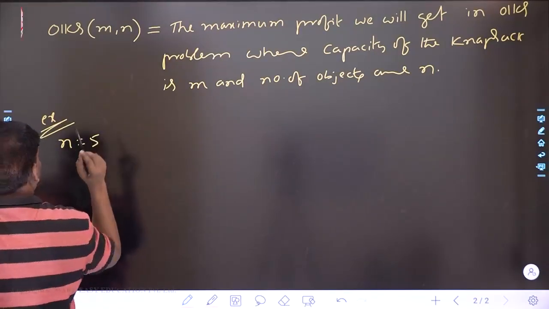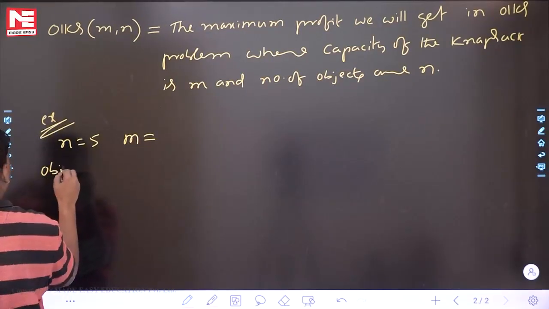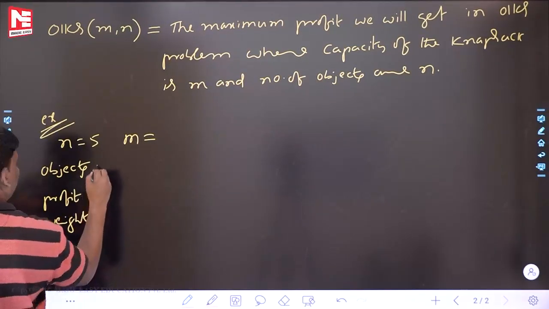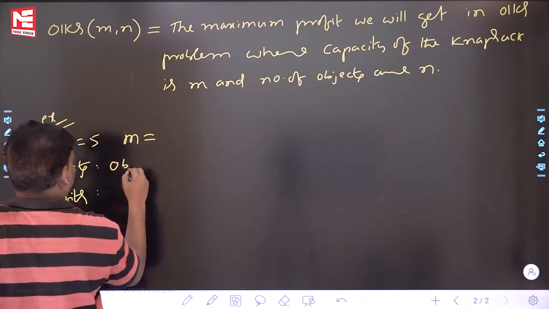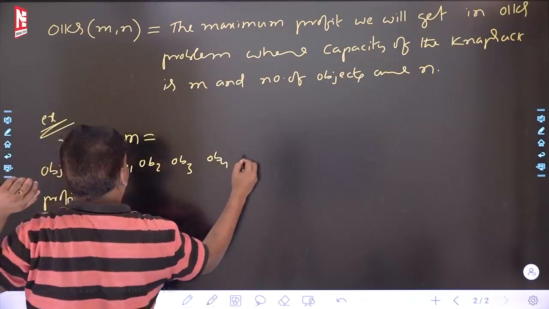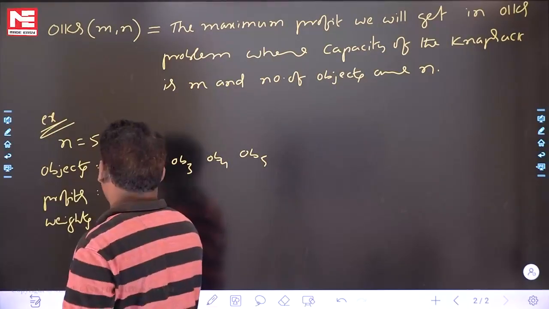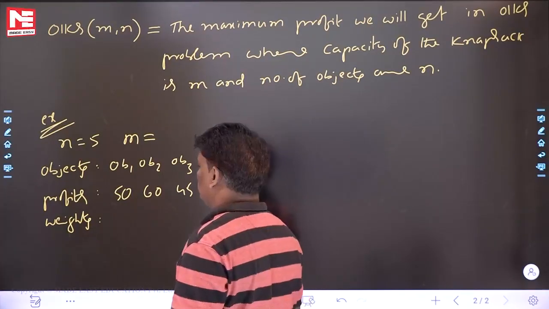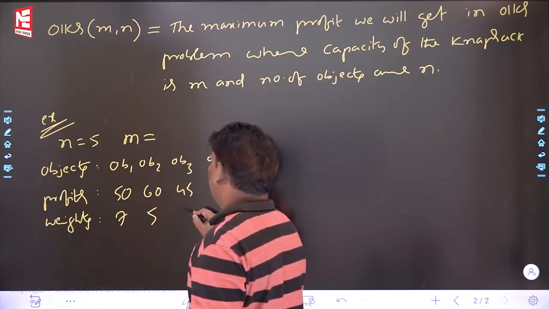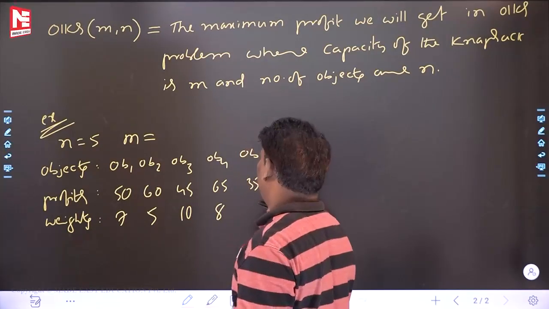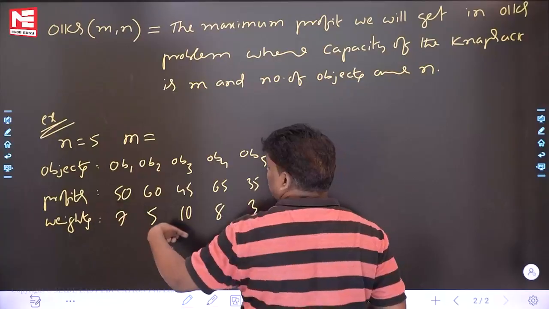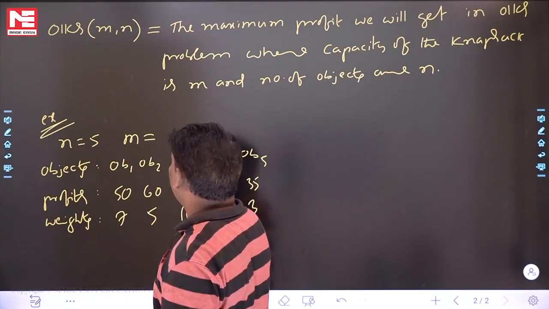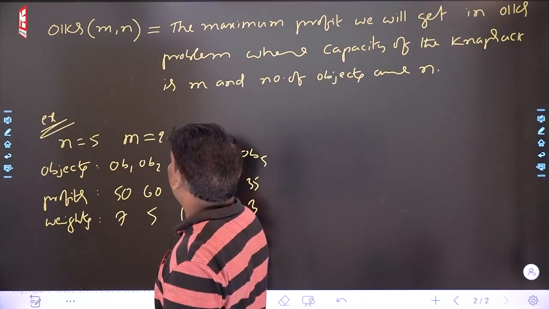See the example. N is equal to 5. The capacity of the knapsack m is equal to, I will give that also. Objects, profit, weights. Object 1, object 2, object 3, object 4, object 5. Profits: 50, 60, 45, 65, 35. Some numbers. Weights: 7, 5, 10, 8, 3. Let's see the total weight: 7, 12, 22, 30, 33. The total sum is 33. Please be careful: the capacity of the knapsack should be less than that. Assume some number, 25.